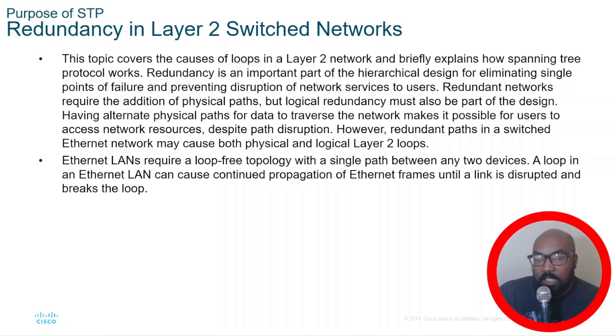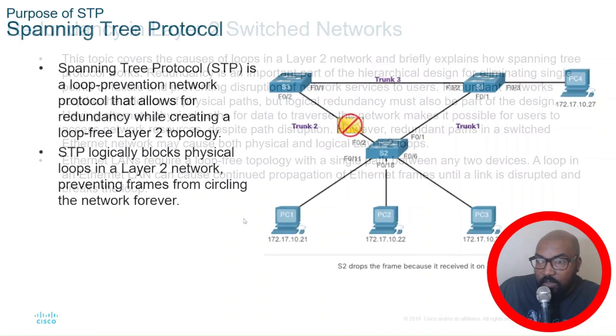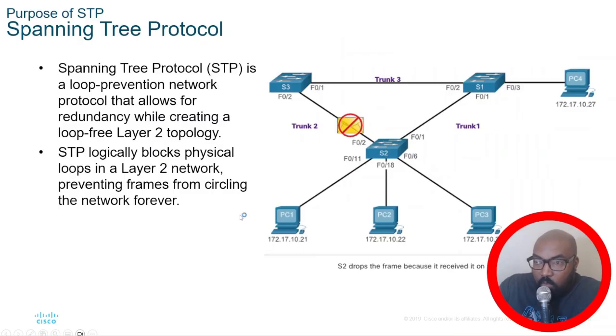So we want things to be loop-free, meaning that we don't want crazy things to happen. So we'll get more into this here. Let's keep going here. Now, STP is designed to prevent broadcast storms. That's what it does, right? It's a loop prevention network protocol that allows for redundancy while creating a loop-free layer 2 topology.